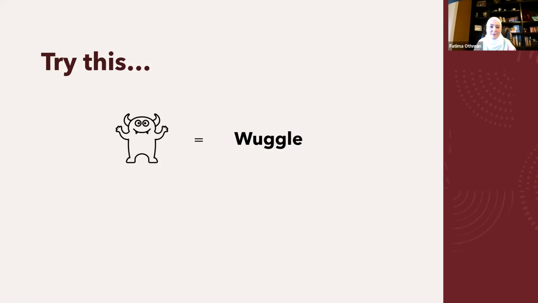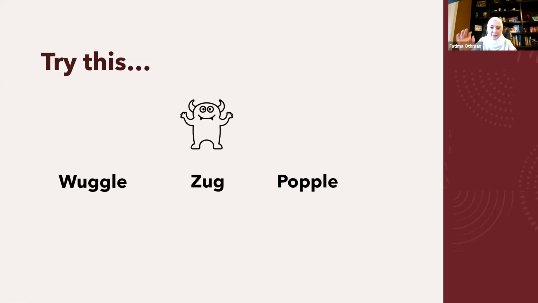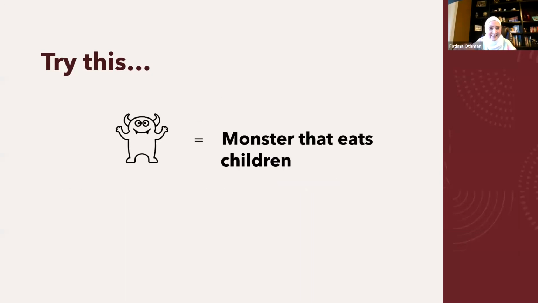We're going to try with this. This little monster is called a Wuggle. If I present you with a picture of the monster and ask you to match, hopefully you all choose Wuggle. If not, please come see me for tutoring. All right, I'm also going to tell you that this little monster is a monster that eats children.